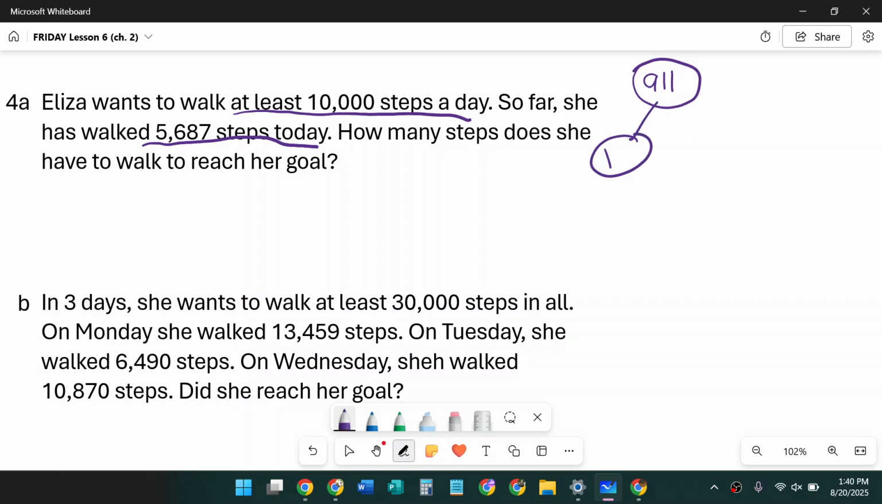And then we have the one she took today. And then we have to figure out how many more steps she needs to take. So that means we just take our whole and subtract one of our parts.